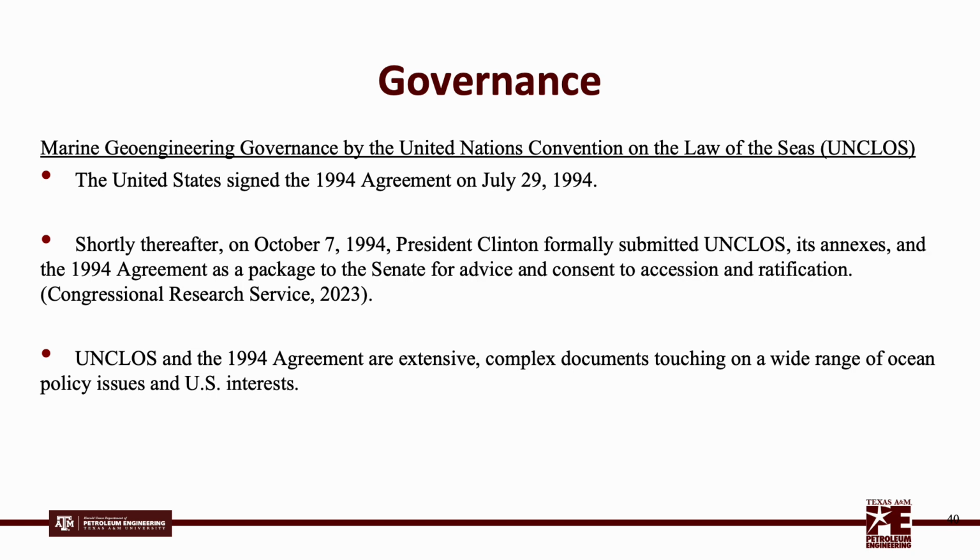UNCLOS and the 1994 agreement signed on July 29, 1994 are extensive, complex documents touching on a wide range of ocean policy issues and U.S. interests. President Clinton, the 42nd U.S. President, formally submitted UNCLOS, its annexes, and the 1994 agreement as a package to the Senate.